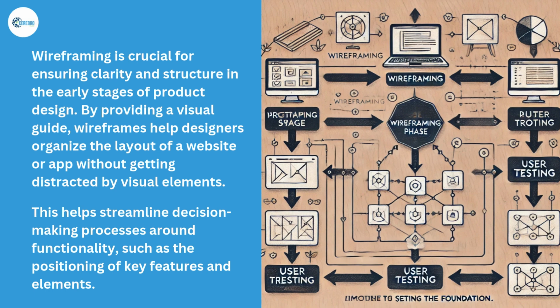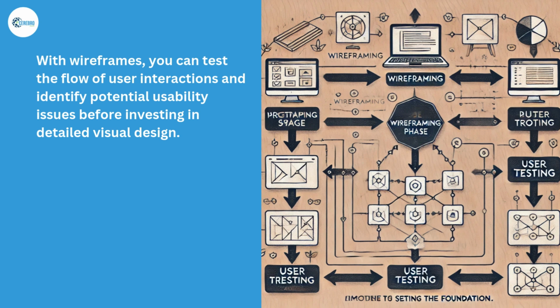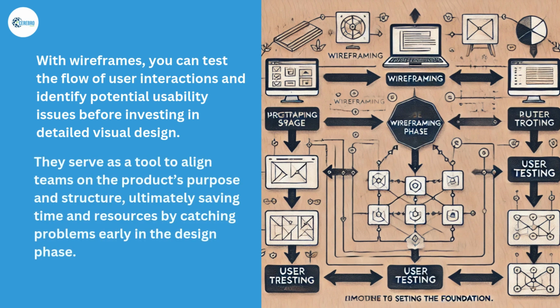By providing a visual guide, wireframes help designers organize the layout of a website or app without getting distracted by visual elements. This helps streamline decision-making processes around functionality, such as the positioning of key features and elements. With wireframes, you can test the flow of user interactions and identify potential usability issues before investing in detailed visual design. They serve as a tool to align teams on the product's purpose and structure, ultimately saving time and resources by catching problems early in the design phase.